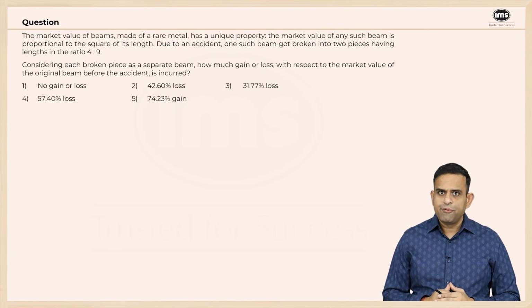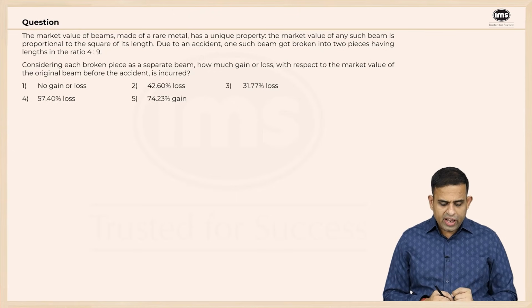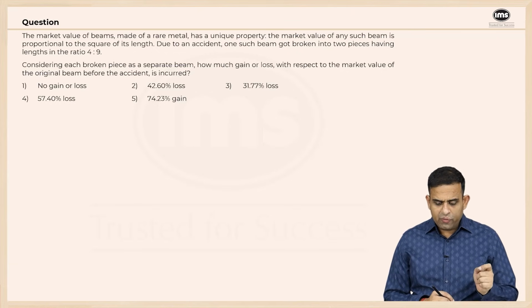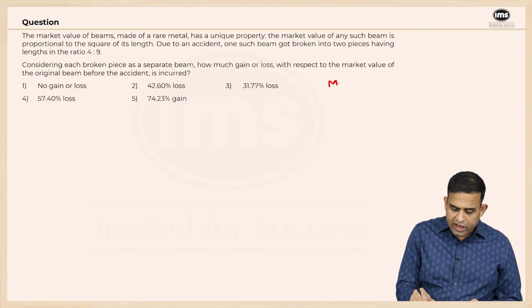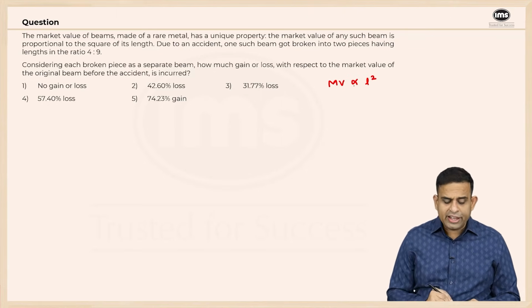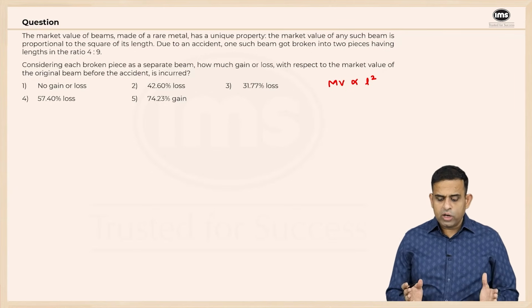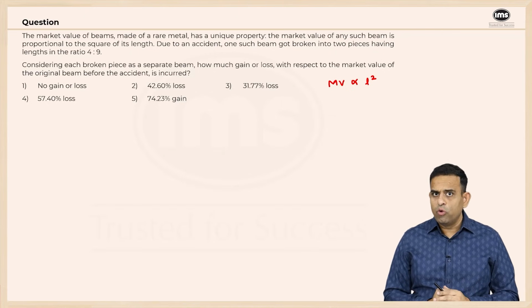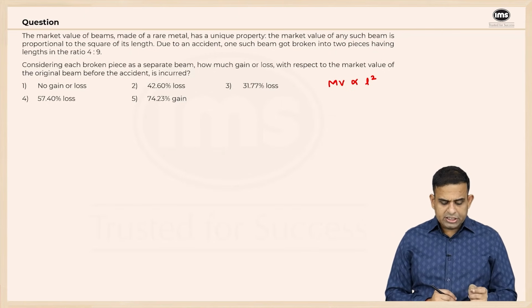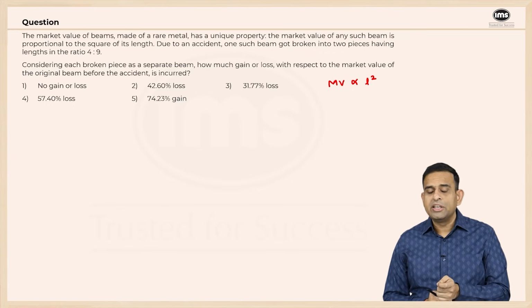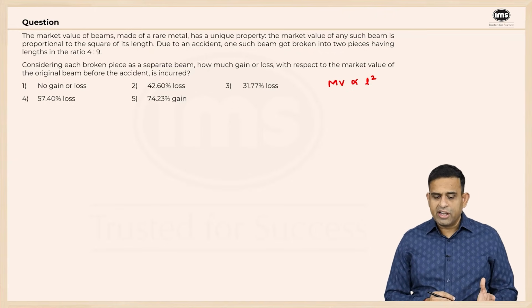The next sum happens to be a straightforward one, and it goes like this. The market value of beams made of a rare metal has a unique property. The market value of any beam is proportional to the square of the length. So understand what they are saying is market value is proportional to the square of the length of the beam. Then they are saying that due to an accident, one such beam got broken into two pieces having length in the ratio of 4:9. Considering each broken piece is a separate beam, how much gain or loss with respect to the market value of the original beam before the accident is incurred? So let's do one thing over here. We can find out the two pieces.